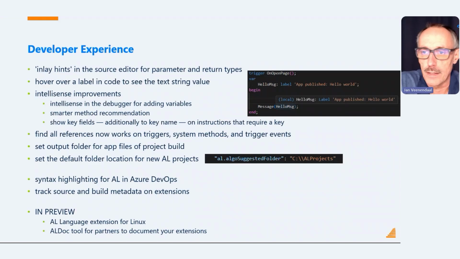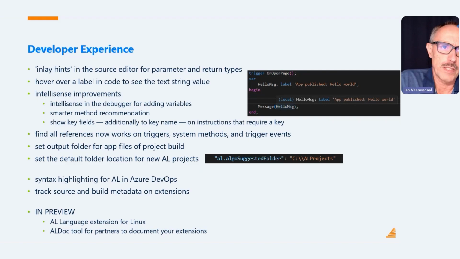Also, in the image, you already see it. If you hover over a label in your code, it will now show the actual text that is in that label. In the past, you could only see the name, but now you can also see the actual text that will be shown.